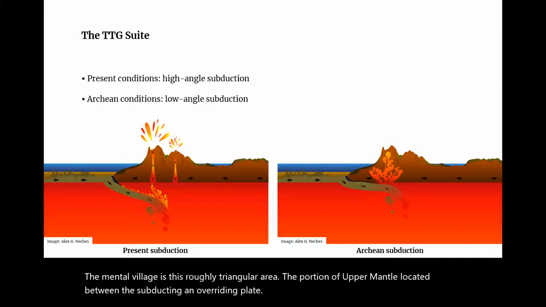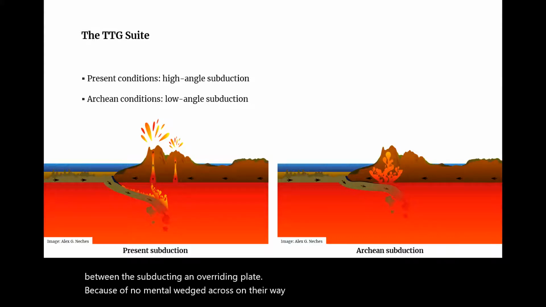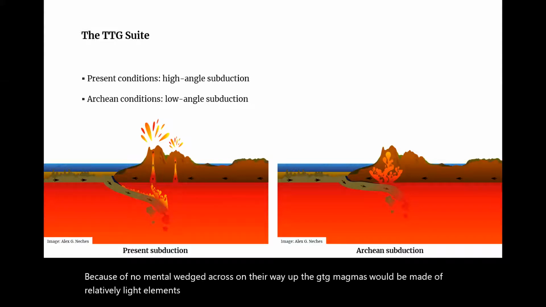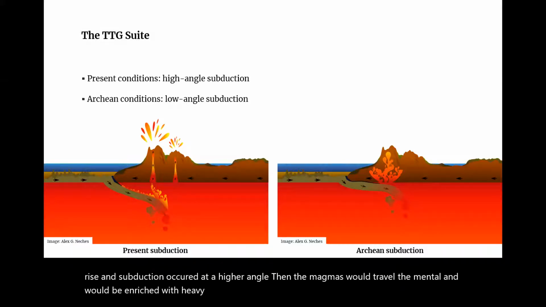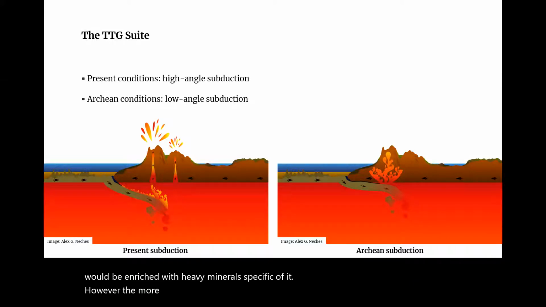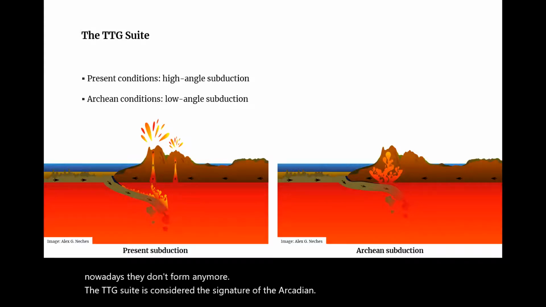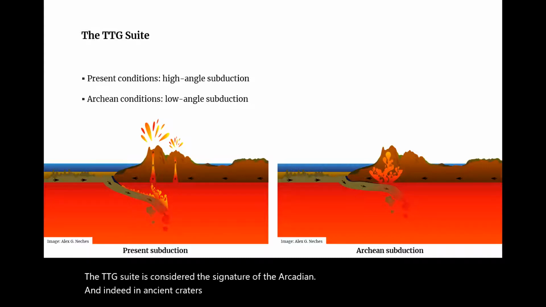Because of no mantle wedge to cross on their way up, the TTG magmas would be made of relatively light elements. Later conditions changed. The upper mantle temperature began to rise, and subduction occurred at a higher angle. Then the magmas would travel through the mantle and would be enriched with heavy minerals specific to it. However, the more time passed, the rarer the TTG magmas became, to the point that nowadays they don't form anymore. The TTG suite is considered the signature of the Archean, and indeed, in ancient cratons that preserve continental crust of that age, the TTG suite are the dominant rocks.